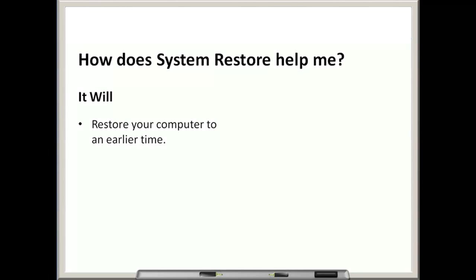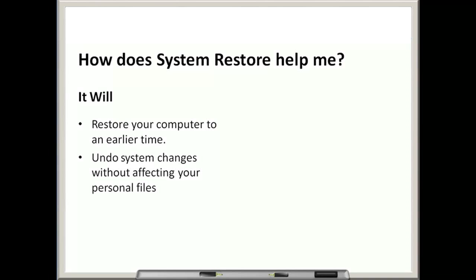I can go ahead and run that System Restore and it'll roll back all of those system changes, like it says, to an earlier time before these things started happening, and my computer will be fine. It'll be just like it was before. It'll also go ahead and undo system changes without affecting my personal files. So I've created files, I've edited them. When I do that System Restore, it won't delete those. They will still be there and be untouched.